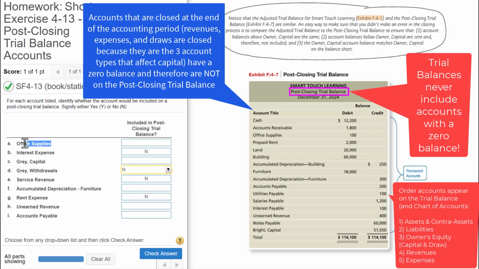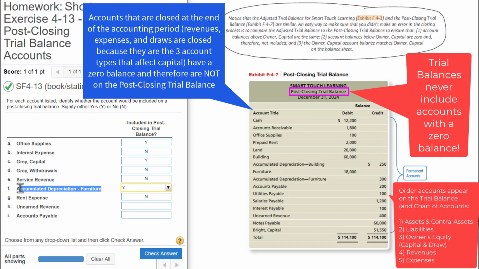So then let's just discuss the remaining ones. Office supplies, that's an asset. Are you going to close those out and then toss all your office supplies? No. You keep your assets. So this should be yes, it is included on your post-closing trial balance. Capital, are you going to close that? No. So it will appear on the post-closing trial balance. Accumulated depreciation will appear. Notice we've got accumulated depreciation over here. That's a contra asset, so you do not close that at the end of the year. So yes, that will appear on there.